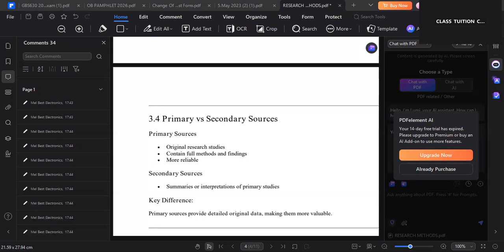Examples of primary information include journals, questionnaires, interviews, and experiments. It's important in research because they provide evidence for the research. We also have secondary data sources, which may include what others have done, summaries or analysis of other researchers. They don't contain original data.